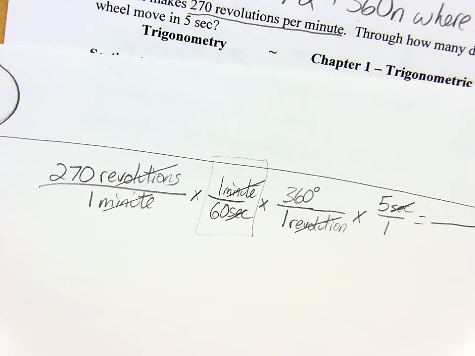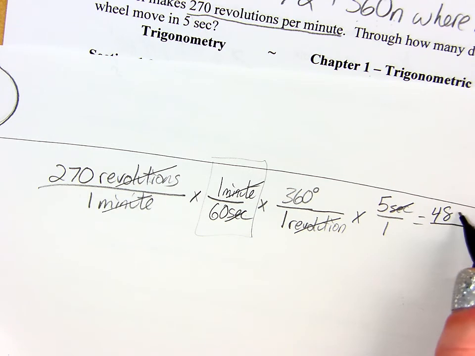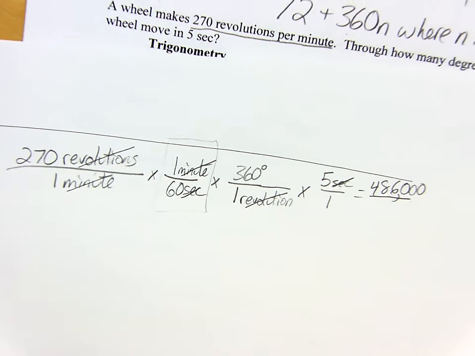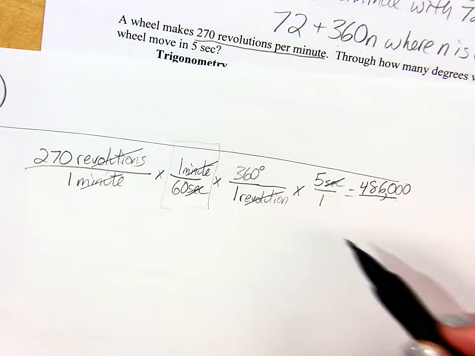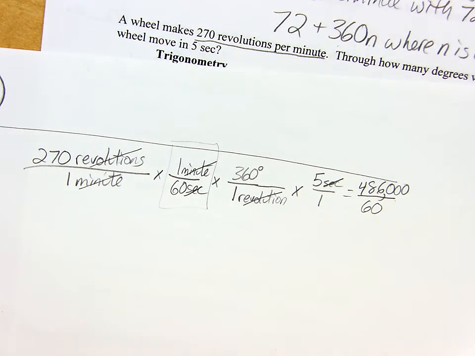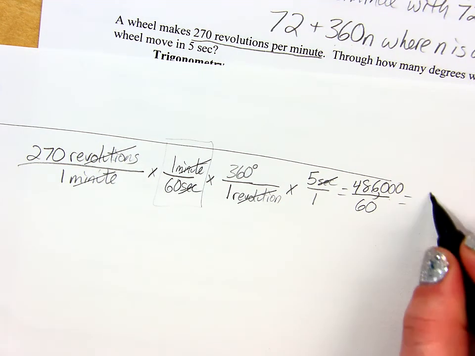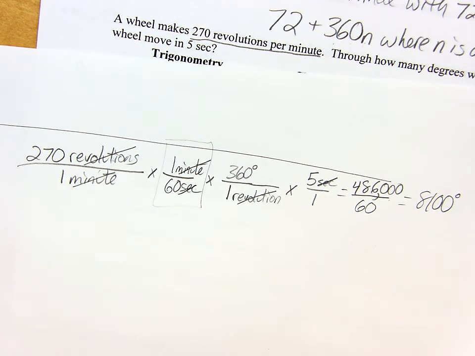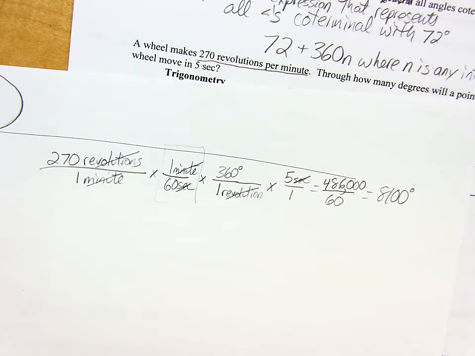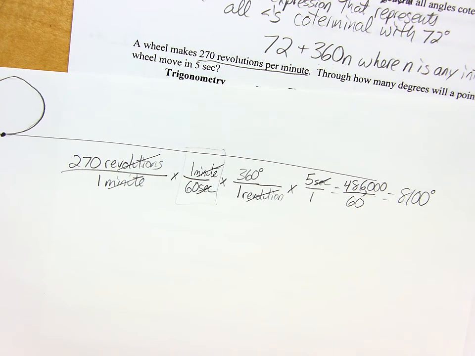270 times 1 times 360 times 5 gets me 486,000 in my numerator, and then my denominator is just 60 times 1 times 1 times 1 times 1. So just divide by 60, and there's my answer, 8,100 degrees. Does that kind of make sense?